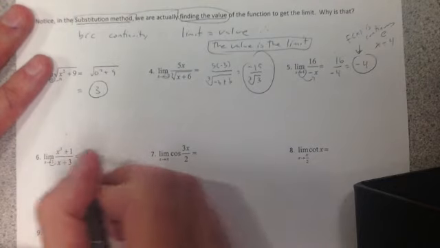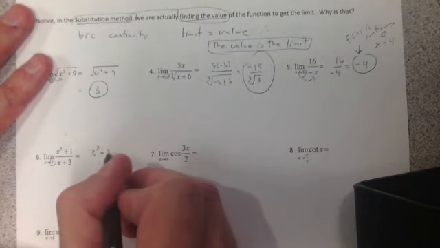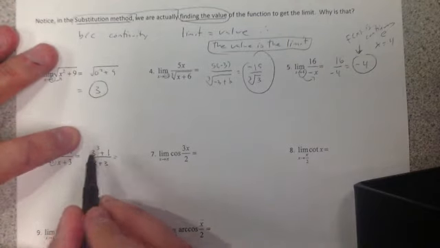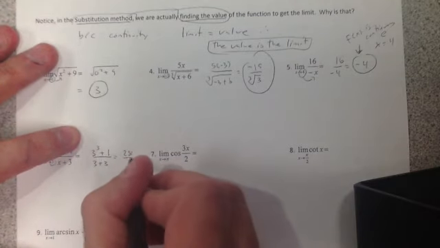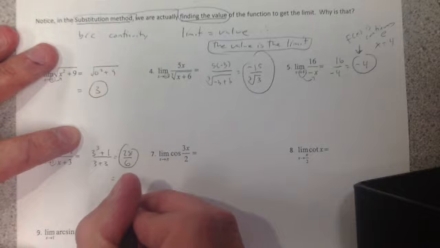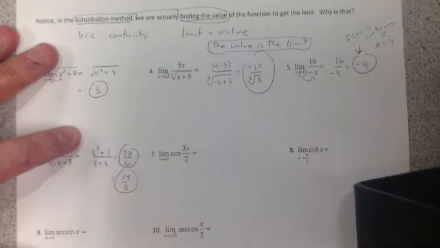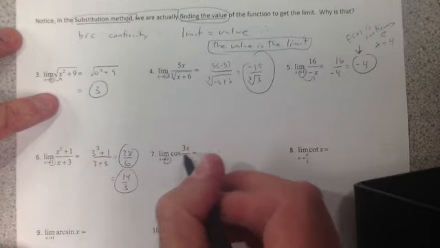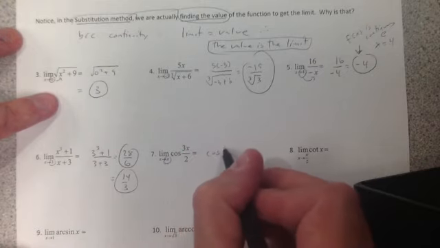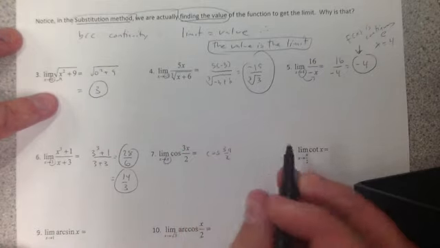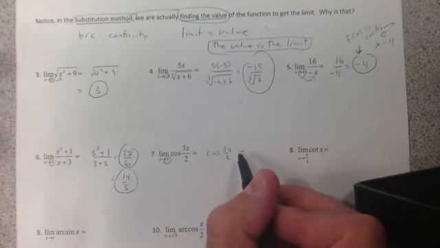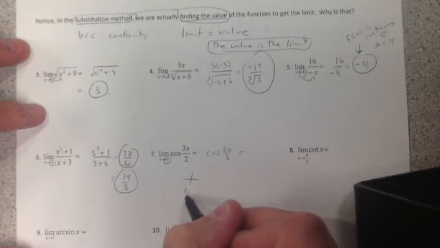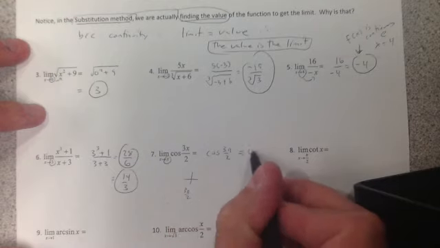Let's try number 6. Plug in your 3. 3 cubed plus 1 over 3 plus 3. What's that? 3 cubed is 27, so I get 28 over 6. You can reduce that to 14/3 if you want. Ooh, 7, a trig question. Plug in the pi. We get the cosine of 3 pi over 2. Well, that's easy. We should know that one. There's 3 pi over 2. Cosine at 3 pi over 2 is 0.